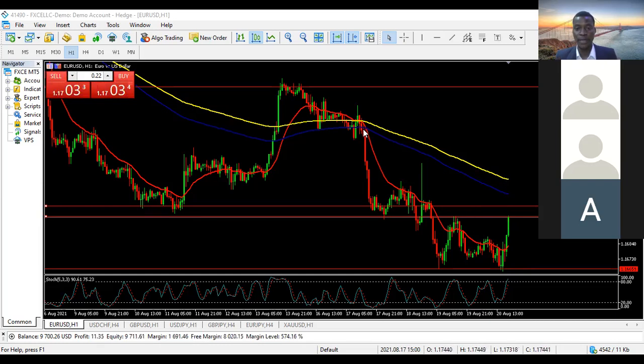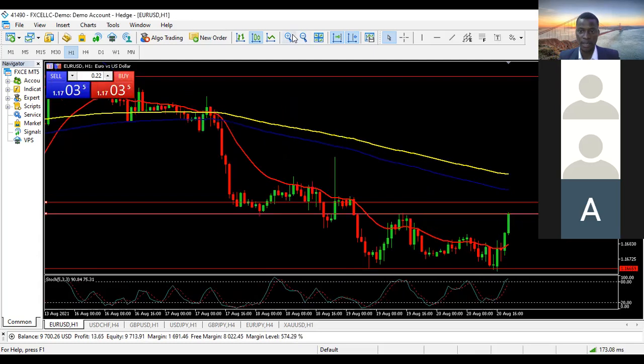So the moving average tells you the trend of the market. We apply the 20 moving average, the 150 and the 200. So for this chart we are looking at, the Euro USD, this is a live account, live market. So the market is moving currently.